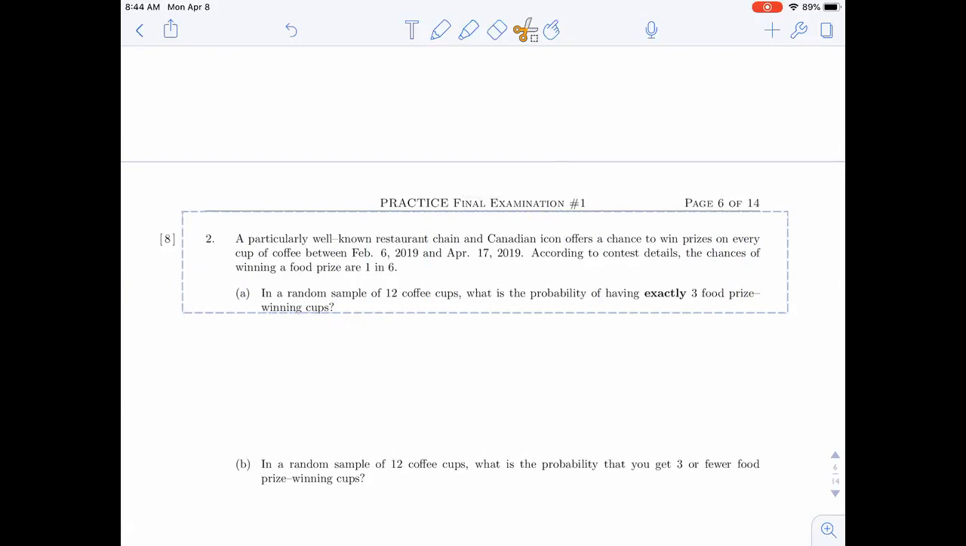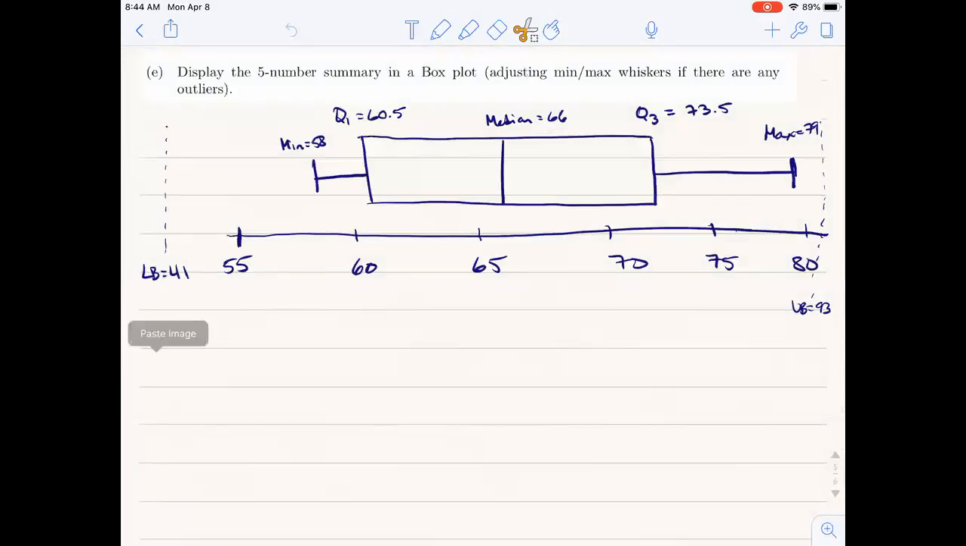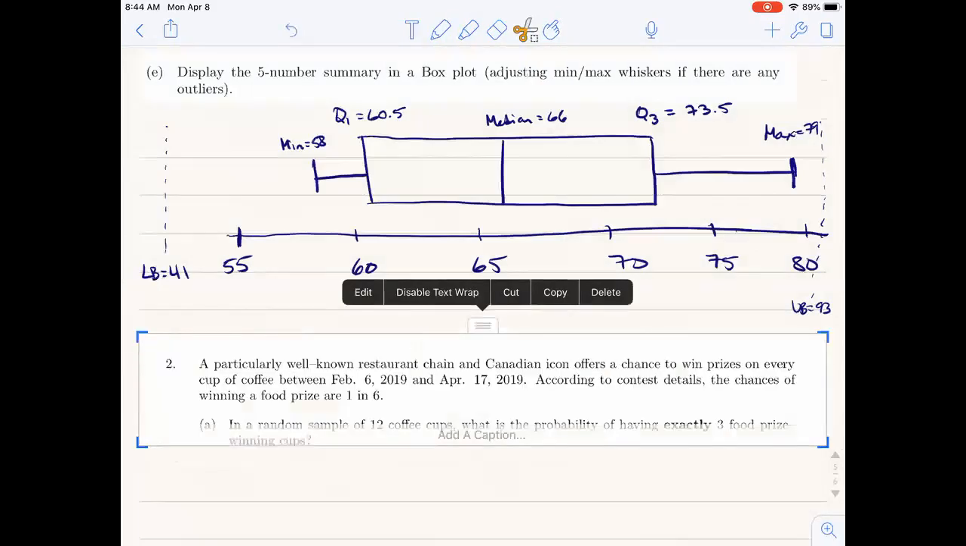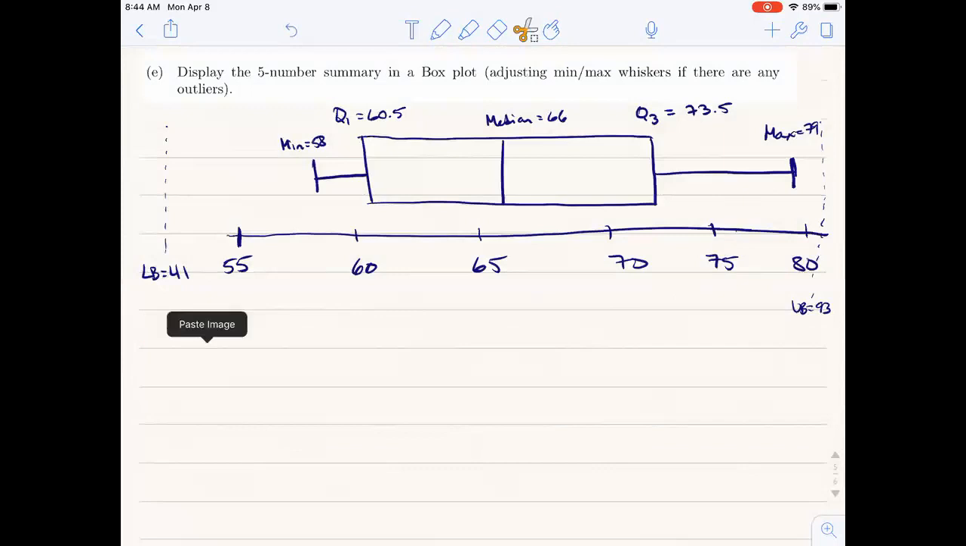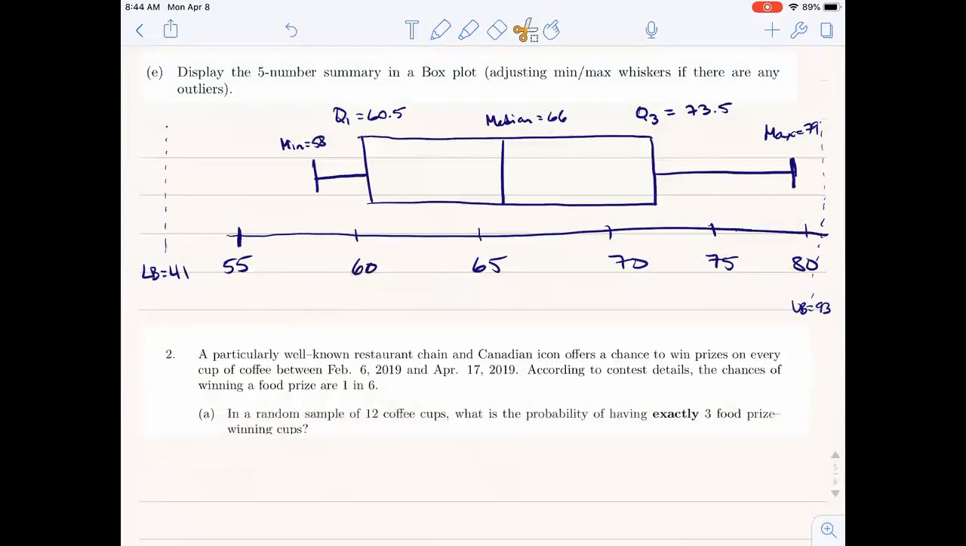Oh, the little number in the box, that's just the number of marks available.